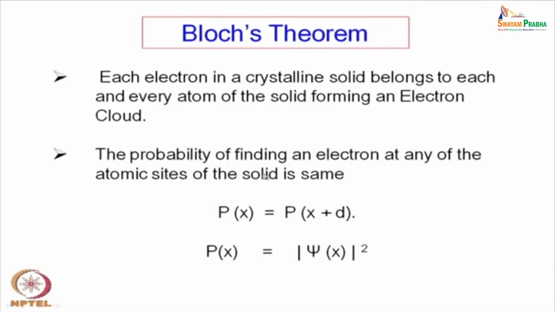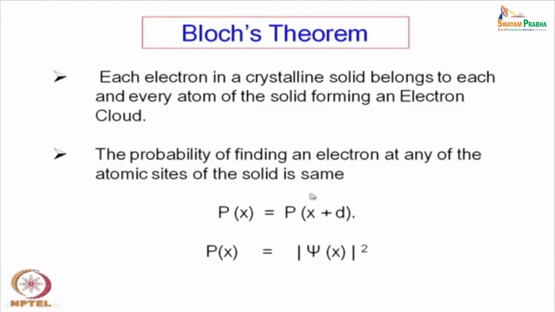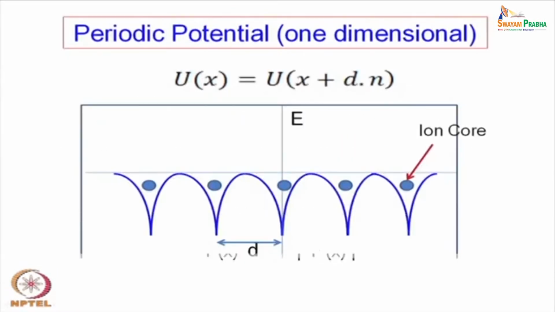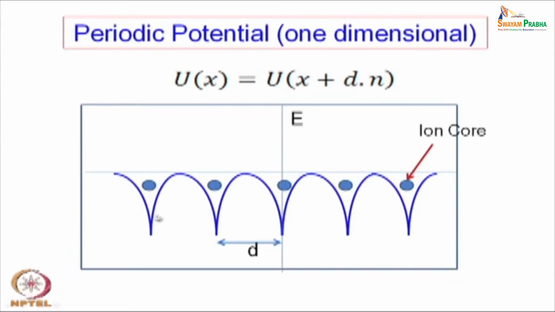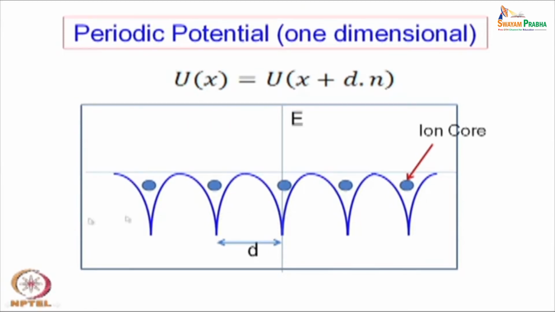The probability of finding an electron at any of the atomic sites of the solid is the same. That means, irrespective of the particular site, the probability at this site and this site is the same. That is what it also assumes. So, there is a perfectly periodic lattice.